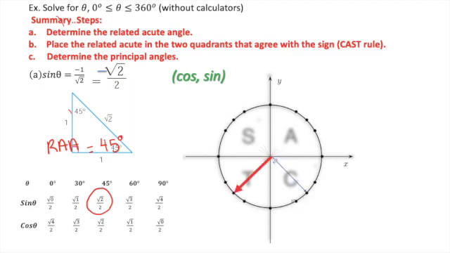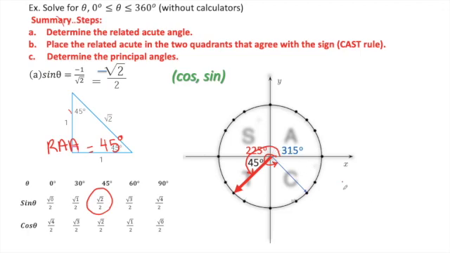Okay, so you're actually able to draw those two arrows there, and you know that this is going to be 45 degrees. It would also be 45 degrees over here. So we've placed our two related acute angles with the quadrants that agree with our sine or our CAST rule, and now we're determining those principal angles. So our first one is that first one, which would be 225 degrees, and then you have to also go around, again, and that would be 315 degrees.